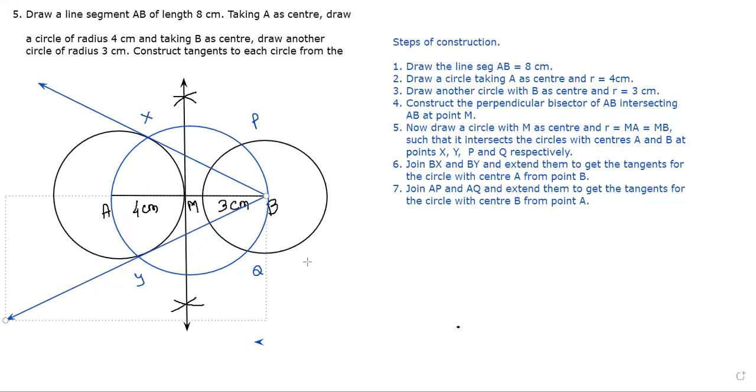This blue circle had to be dotted. I don't have the provision for a dotted circle. So unfortunately, I have to do it. AP and AQ. Check whether we are getting the same kind of tangents. Children, are we getting the same kind of tangents? Yes, sir. Clear? Nice.